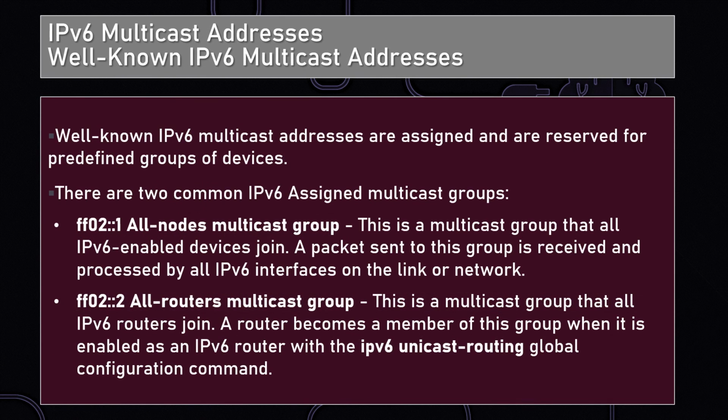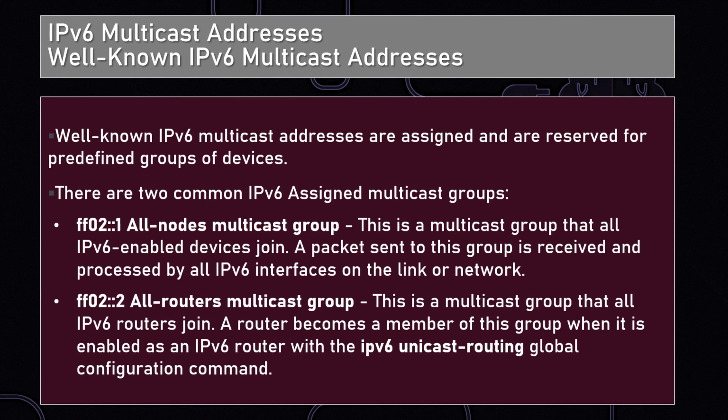Well-known multicast addresses are assigned and reserved for predefined groups of devices. The most common assigned multicast groups are all nodes and all routers. All nodes is FF02::1, and all routers is FF02::2. All nodes is a multicast group that all enabled devices for IPv6 will join. A packet sent to this group is received and processed by all interfaces on the link or network.